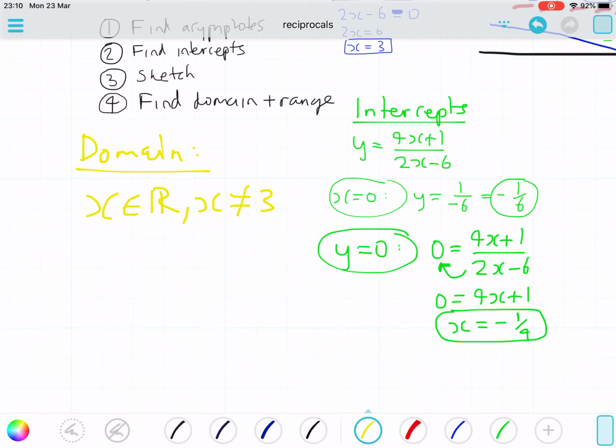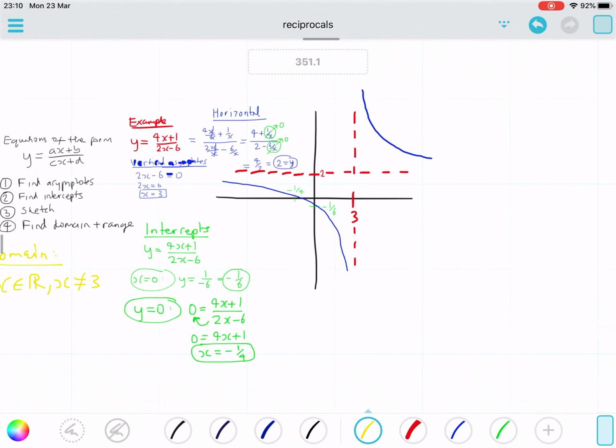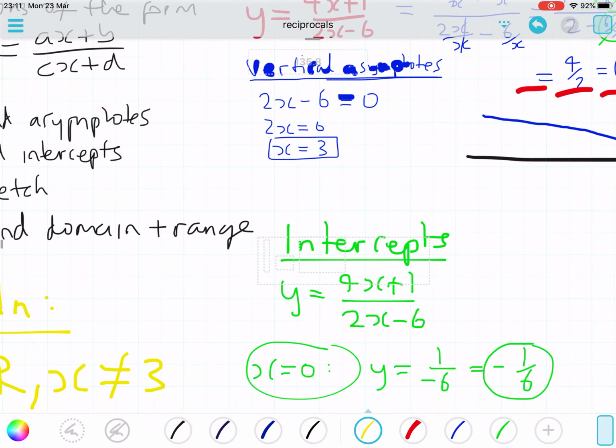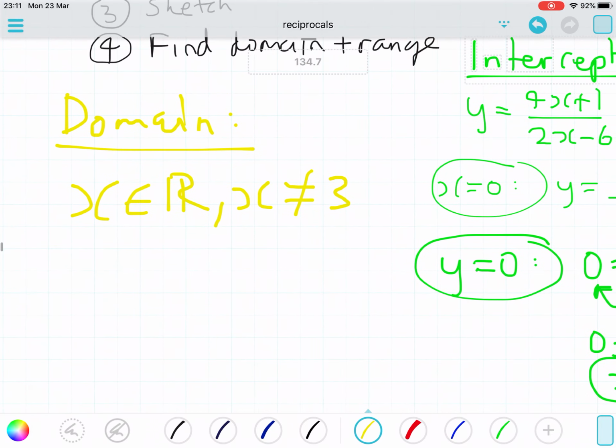That's your domain. And the range, looking at the function here, is there a maximum y value? No. Is there a minimum y value? No. Is there anything in between that you can't get out of the function? Well, yes, there's one thing you can't get out, and that's y equals 2. So we just go along here and we say y is any real number, but y is not equal to 2. And that's our domain and range. And that's done.